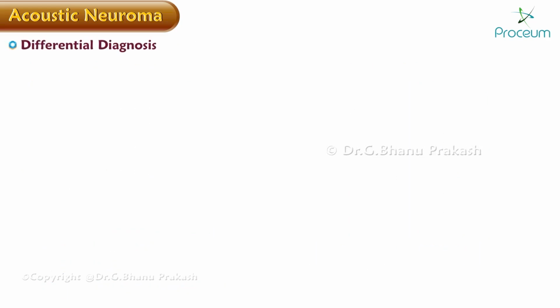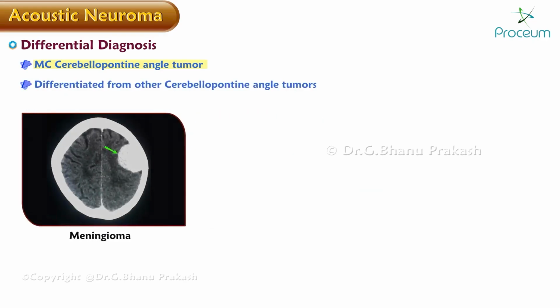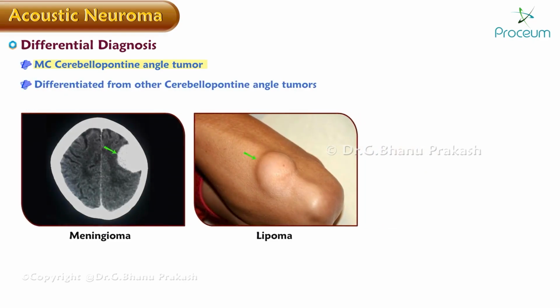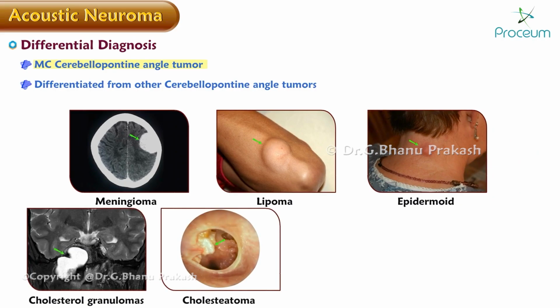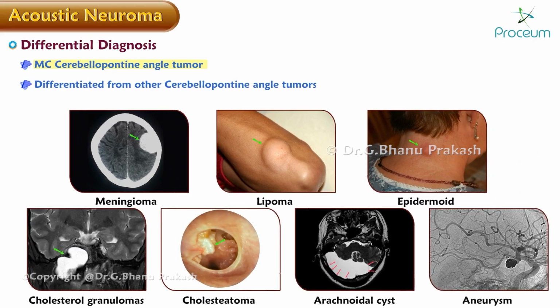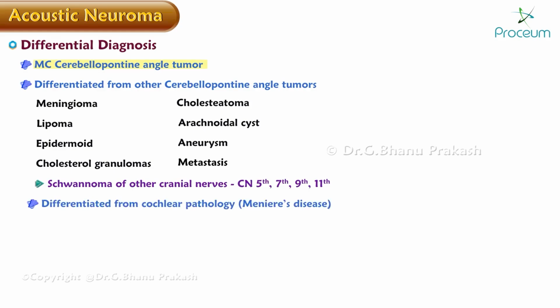Differential diagnoses. Acoustic neuroma is the most common cerebellopontine angle tumor. It should be differentiated from other cerebellopontine angle tumors that are listed in order of descending frequency: meningioma, lipomas, epidermoid, cholesterol granulomas, cholesteatoma, arachnoidal cyst, aneurysm, metastasis, schwannoma of other cranial nerves, such as cranial nerve 5th, 7th, 9th, and 11th. It should be differentiated from cochlear pathology like Meniere's disease.